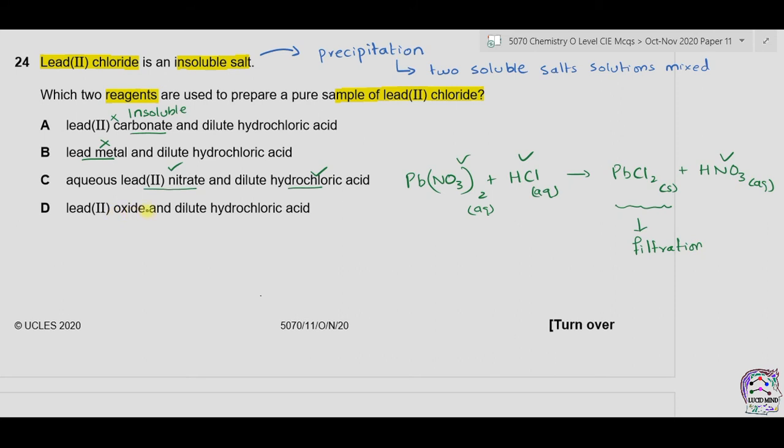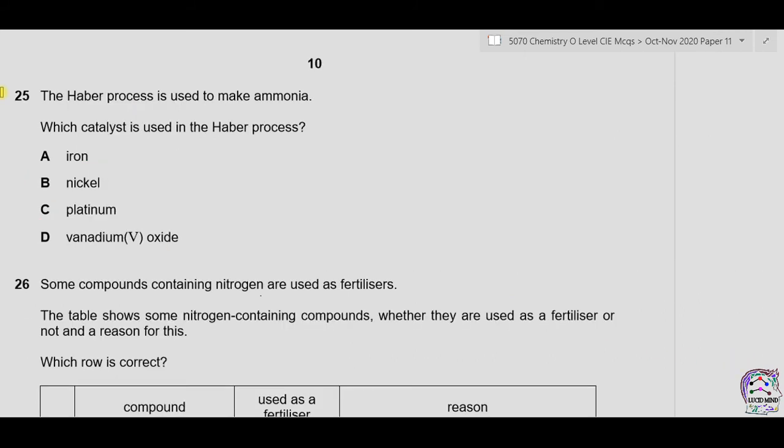In D, we have lead-2 oxide and dilute hydrochloric acid. As lead-2 oxide is insoluble, it is not used. The correct answer is therefore C. Question number 25. The Haber's process is used to make ammonia. Which catalyst is used in the Haber's process? As we know that iron is used in Haber's process to make ammonia, the answer is A.